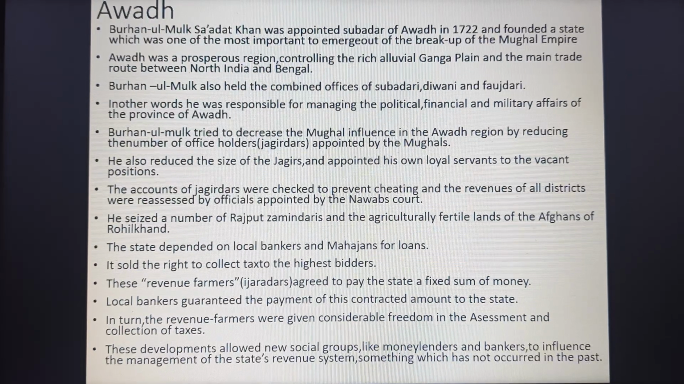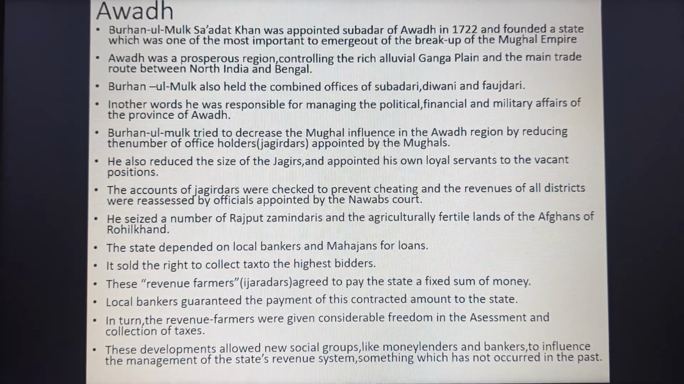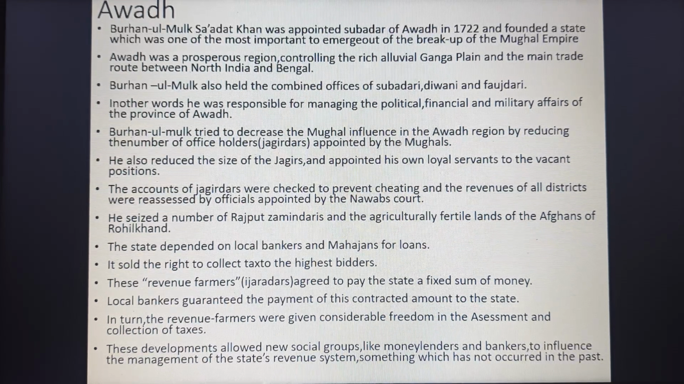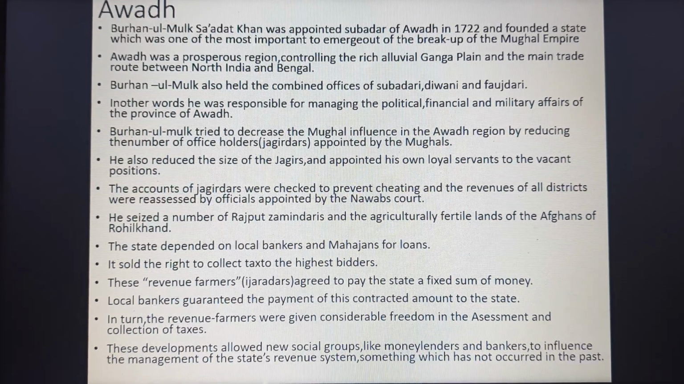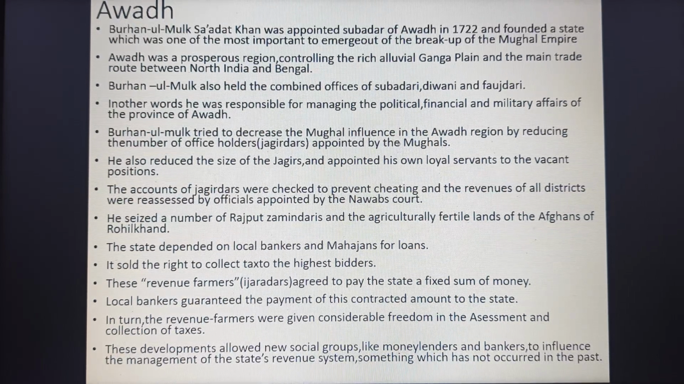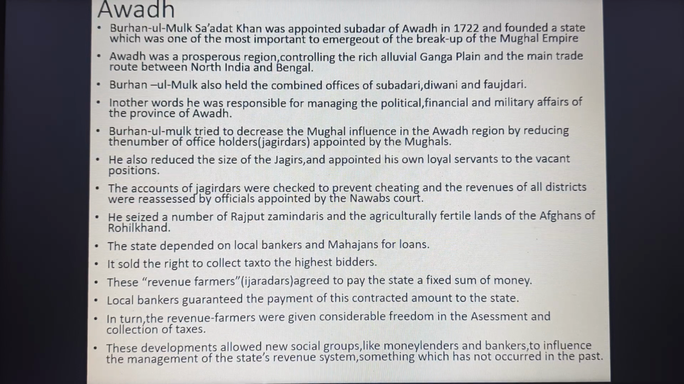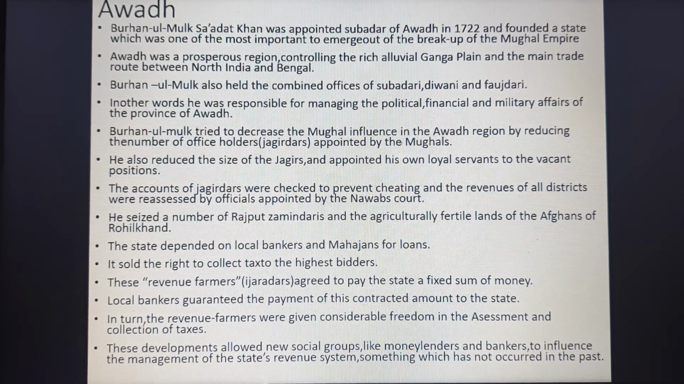Awadh. Burhanul Mulk Sadat Khan was appointed Subadar of Awadh in 1722. Means a person who was taking control over the Suba or looking after the Suba, like a king you can say, and founded a state which was one of the most important to emerge out of the break of the Mughal Empire. So Awadh was another state which came out of the Mughal Empire, and there Burhanul Mulk Sadat Khan was ruling. Awadh was a prosperous region controlling the rich alluvial Ganga plain, and the main trade route between North India and Bengal.